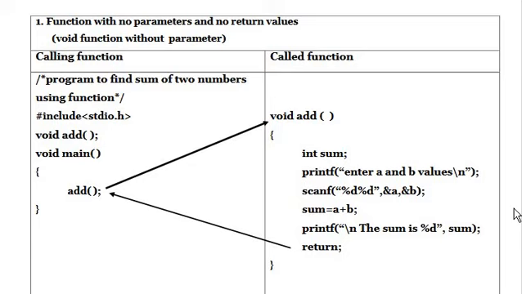Look at the function call. ADD semicolon is your function call. A function is called in the main program, and this is your calling area. The function definition is on the right hand side. This is your called area, and what is the name of the function? ADD, and some logic is there to find the sum of 2 numbers.